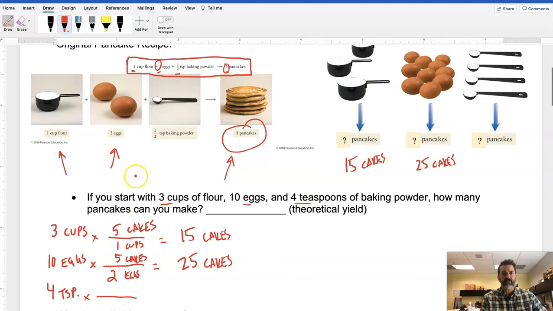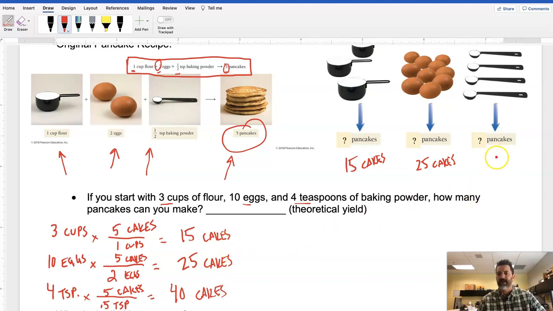In my recipe, it says a half teaspoon, so I'm just going to use 0.5 because I don't like fractions. A half teaspoon is also going to make 5 pancakes. So this is 20 divided by 0.5, which gives us 40 pancakes. If I just look at the amount of baking soda that I have, which is 4 teaspoons, I can make a total of 40 pancakes.